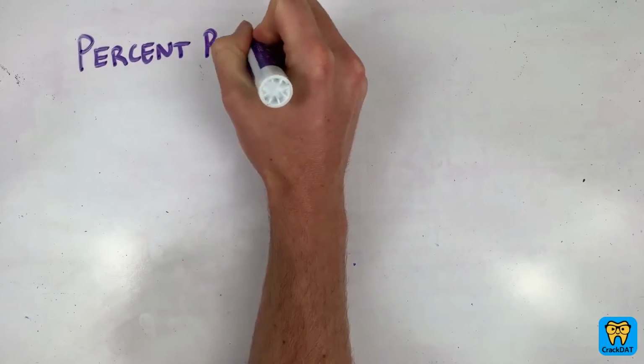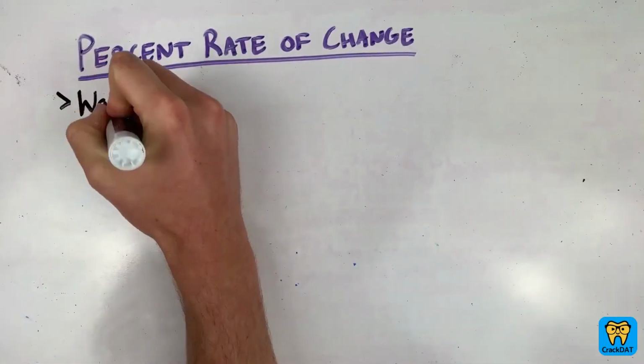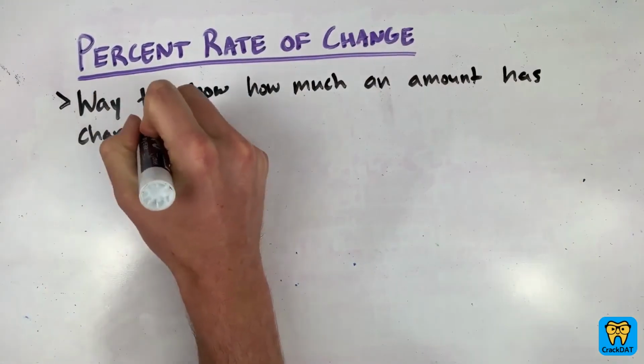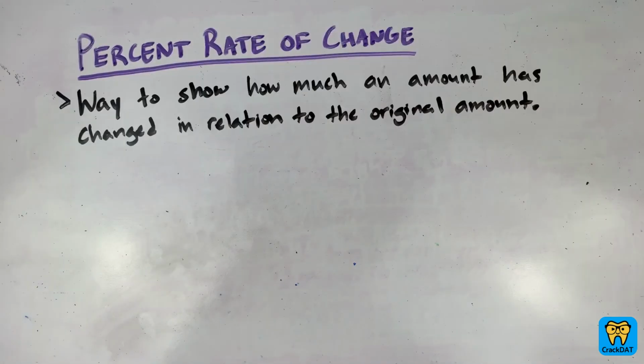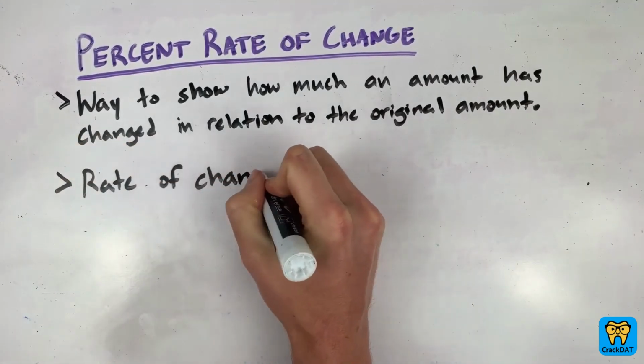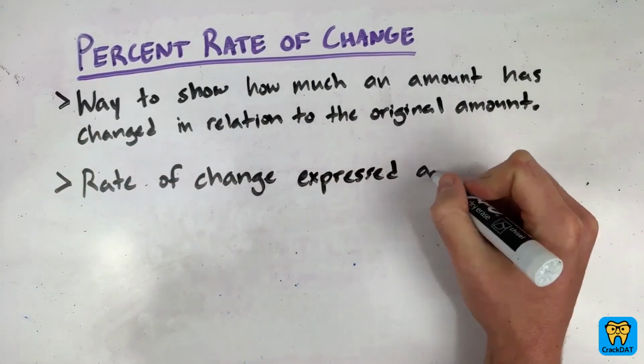This is where percent rate of change comes in. Percent rate of change is a way to show how much an amount has changed in relation to the original amount. One way to think about it is as a rate of change expressed as a percent.